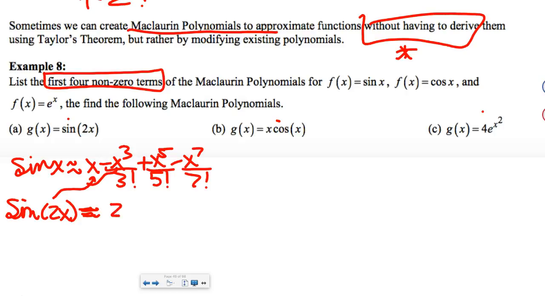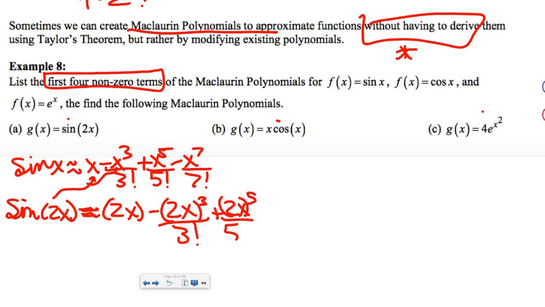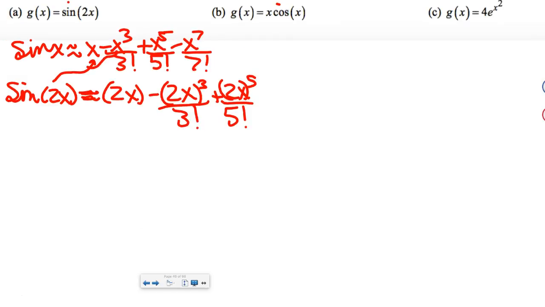So this is going to be 2x minus 2x in parentheses cubed over 3 factorial plus 2x in parentheses to the 5th, and there's not enough room on here. You can write the last one. Minus 2x in parentheses to the 7th over 7 factorial. This is a very common AP multiple choice question. Actually, I think on your final you had one where they were modifying e.